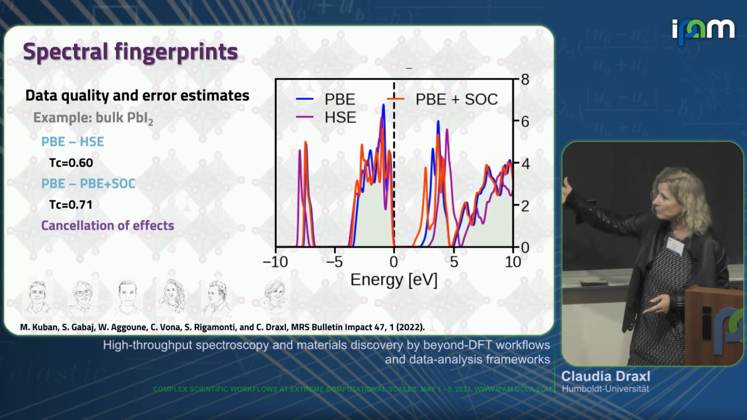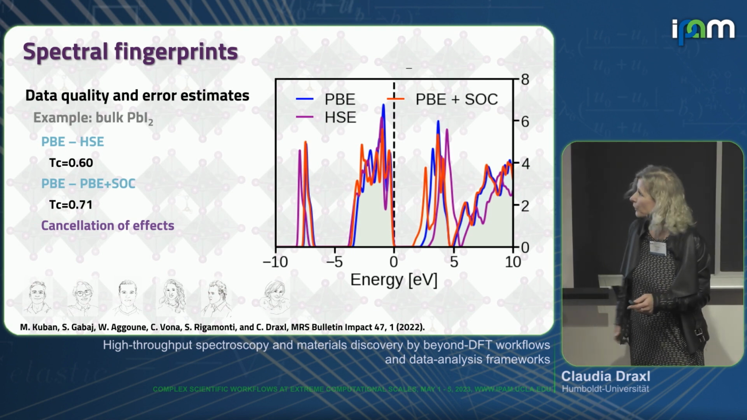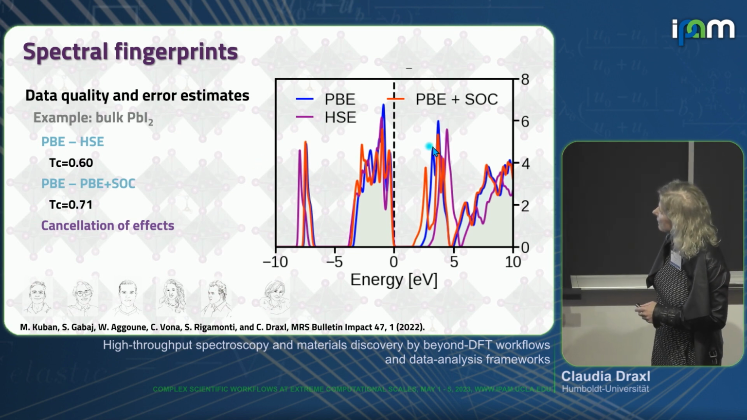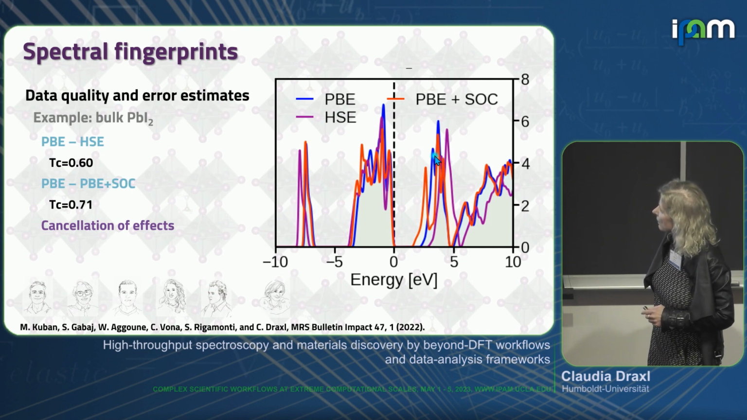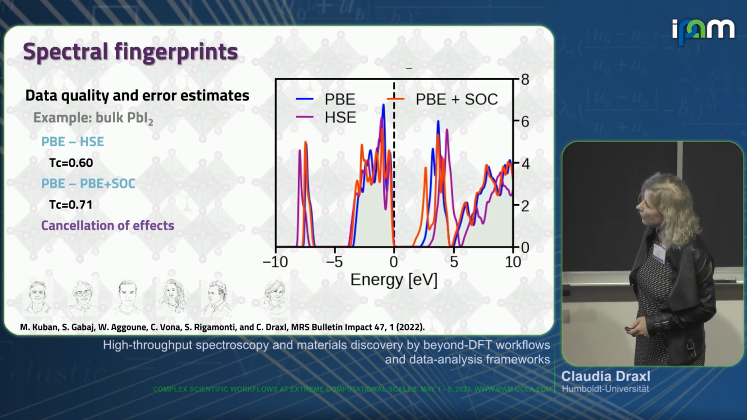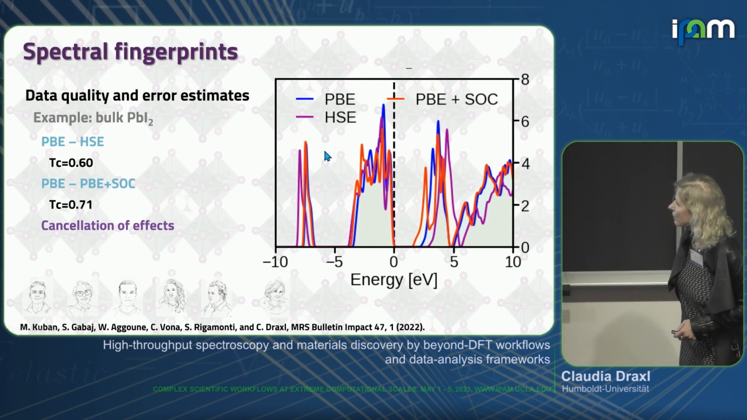So for instance, now we can measure what the impact of the different methods for this material was. Go back to lead iodide. Start with PBE. This is the blue curve. Then we run an HSE calculation. HSE has increased the band gap, so the curve moves to the right. This is the purple curve now. So the overlap is getting smaller, and that's why the Tanimoto coefficient is only 0.6, right? We also have differences here in the low energy range.